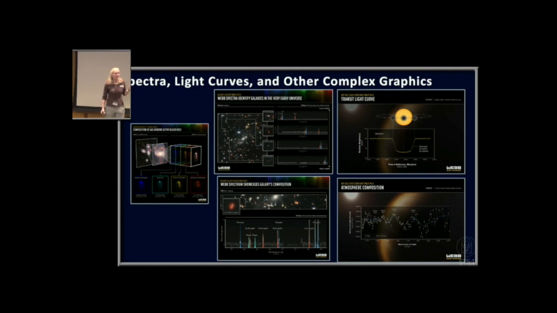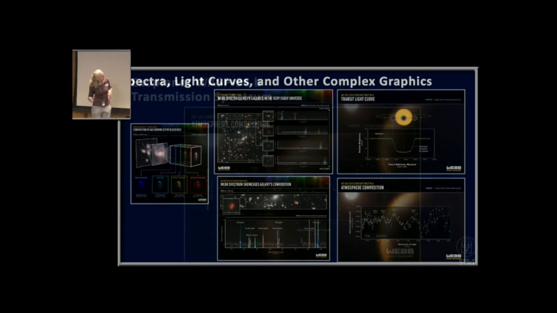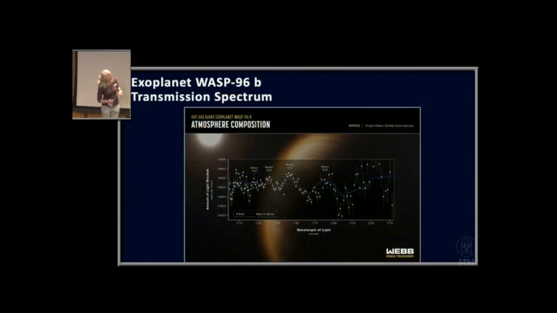We're not just making this stuff up. This is some heavy information here. So to do this, I'm going to focus on one of these graphics, which is a transmission spectrum of the hot gas giant exoplanet WASP 96b, okay?